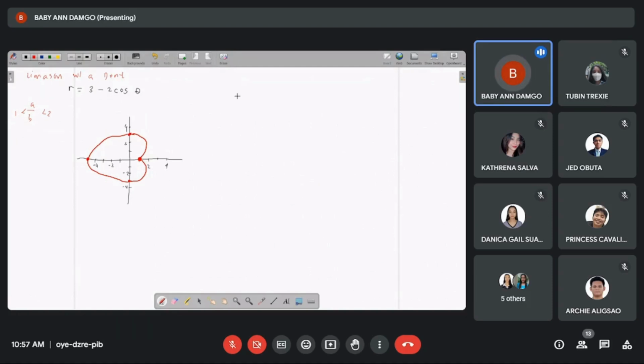Okay, so practice. So we have R is 4 minus 3 sine theta. Okay, please send to our group chat.